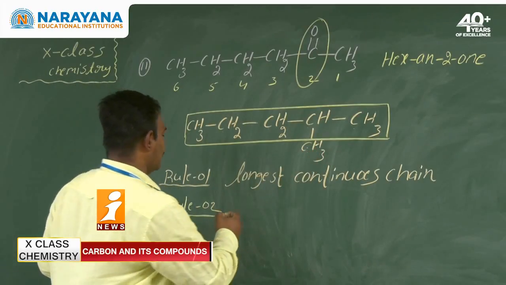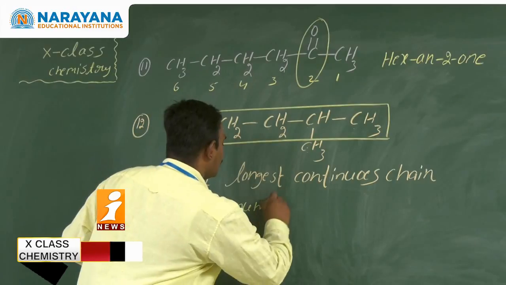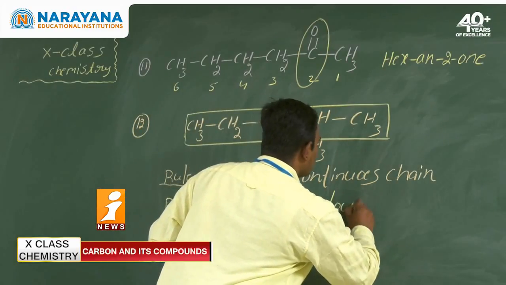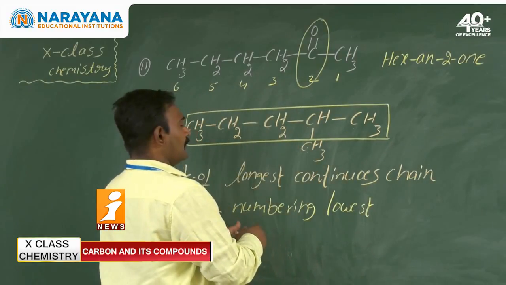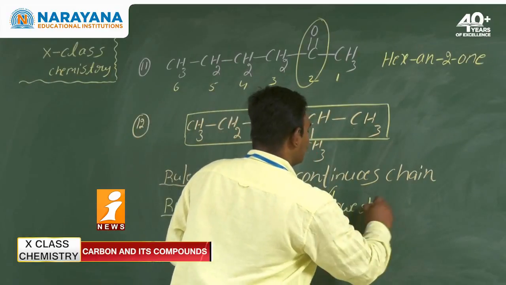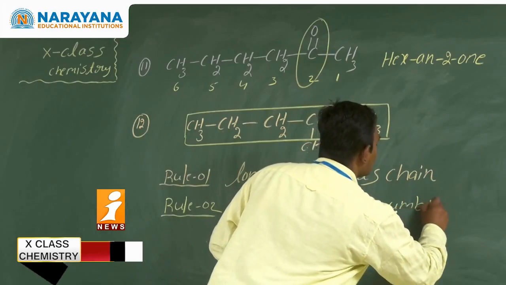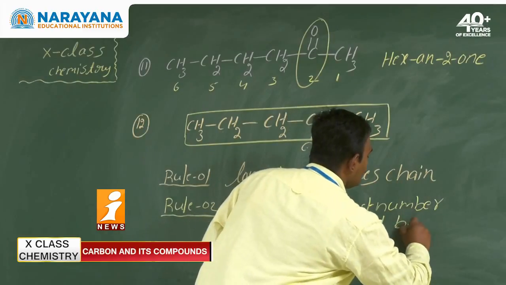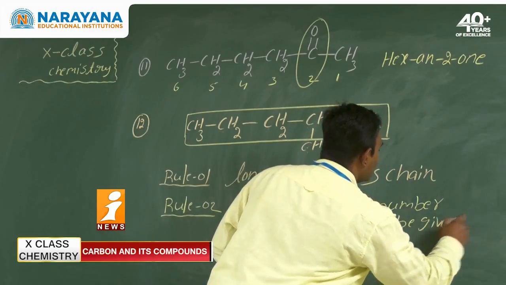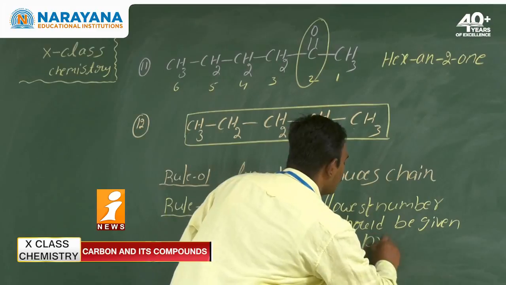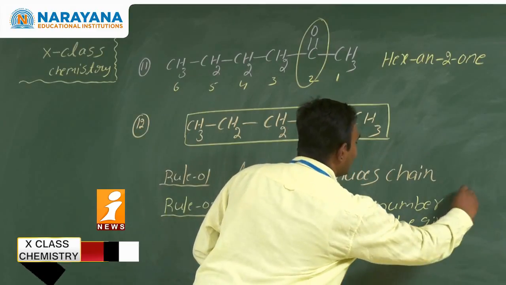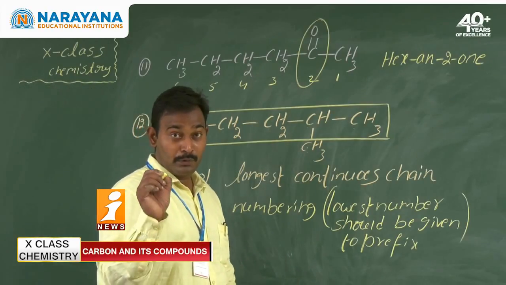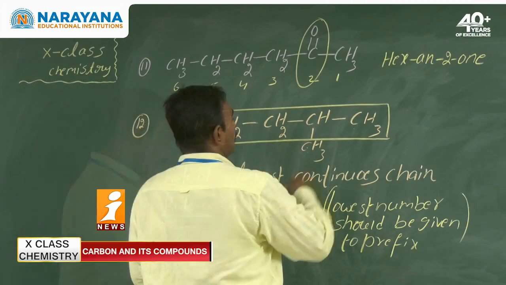So see here, numbering. Numbering indicates what? The lowest numbering. That means by giving the numbering, the lowest number should be given to the prefix as far as possible. Only mono substituents are present.